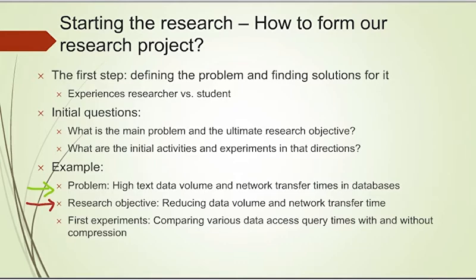Then, given the problem, the objective is to reduce data volume and network transfer time. We could limit our objective only to the network transfer time, or to reducing the data volume, or both. So here we have two distinct objectives. They could be related. Obviously, if you reduce the volume of the data, the network transfer time will go down. But at the same time, you may keep the data volume and not reduce it, but still use some methods to improve your network transfer time.